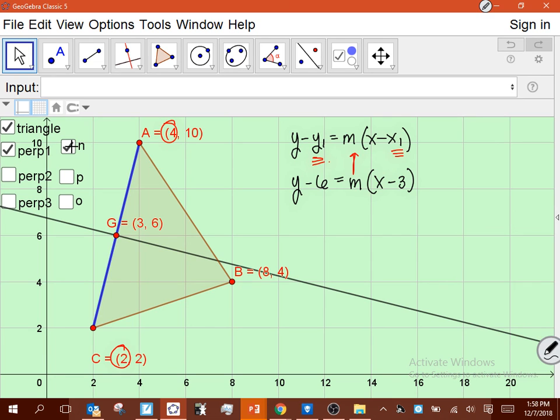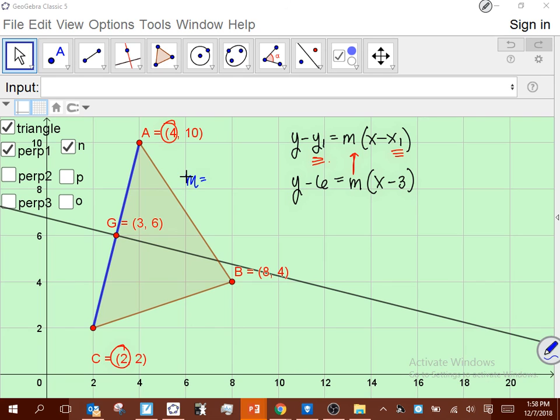So if I can find the slope of the blue line, so the slope of AC, the slope of AC is going to be y2 minus y1. So that gives me what, 8? Over x2 minus x1. Gives me 2, right? So the slope of that blue line is 4. Is everybody okay with that? Slope of the blue line is 4. If we write it as a fraction, it's 4 over 1, right?